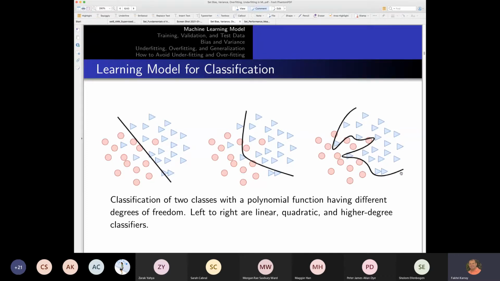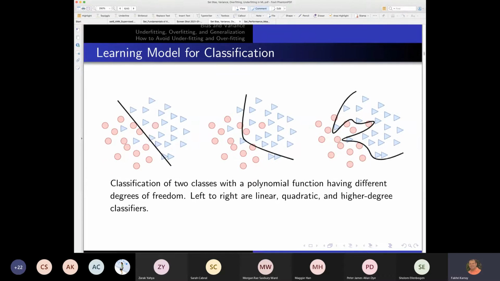complicated type of boundary. And usually we are not very much interested in this type of boundary, simply because these elements that are interlocked into this particular location might be due to noise, and we don't want to model noise. So this is what we call linear, this is quadratic, and this is a high degree type of classifier system, mostly using a polynomial boundary function.